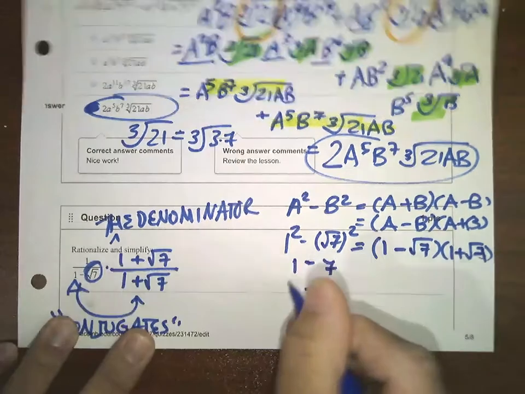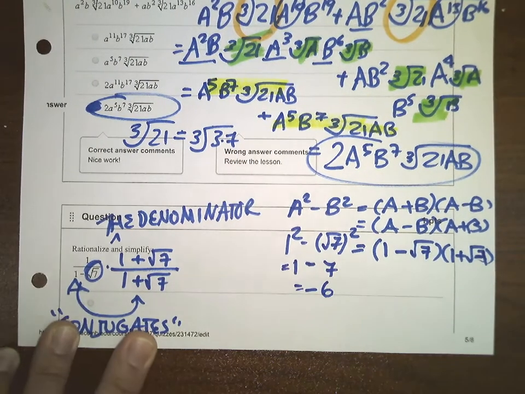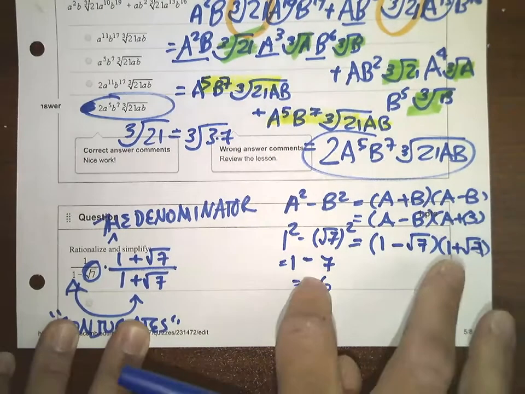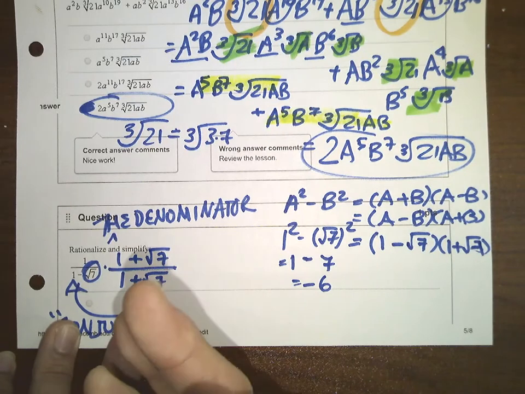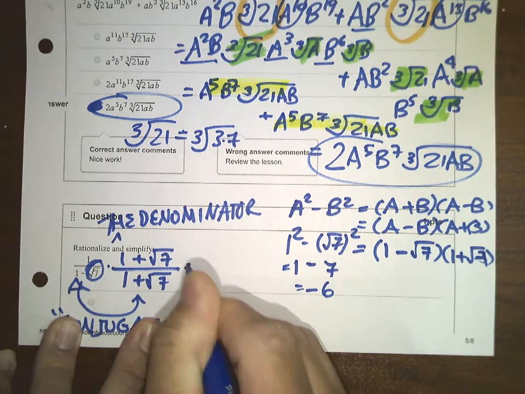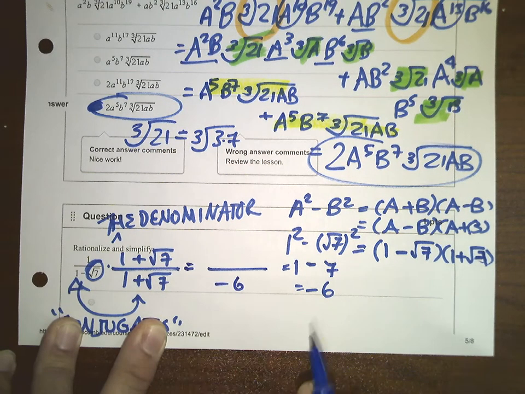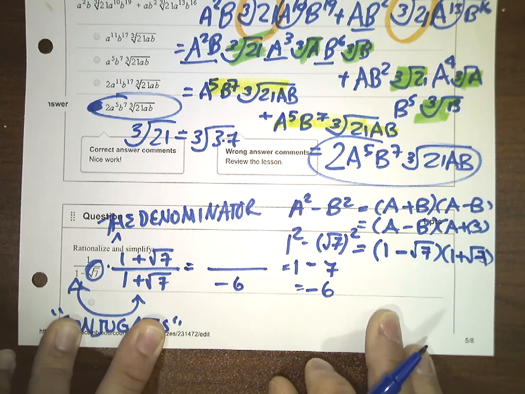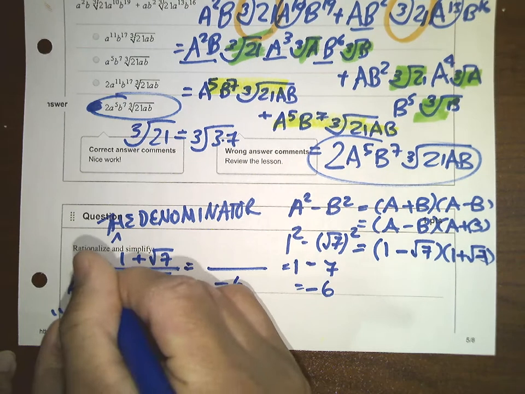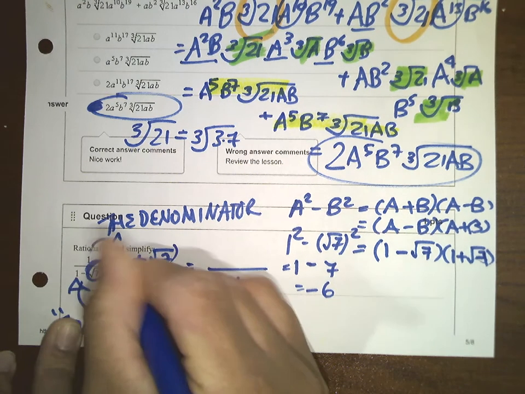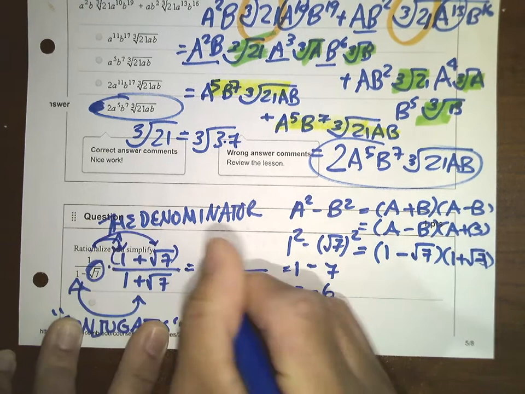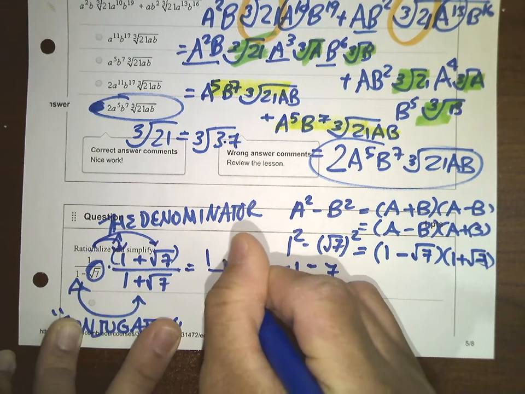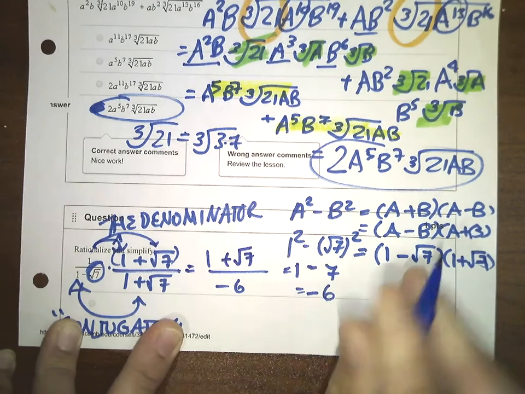Just remember that's the trick that we're using to get rid of the square root, or to rationalize the denominator. So in the denominator now, we have negative 6, and in the numerator, we have 1 times all of this here. 1 times 1 is 1, and 1 times the square root of 7 is just square root of 7.